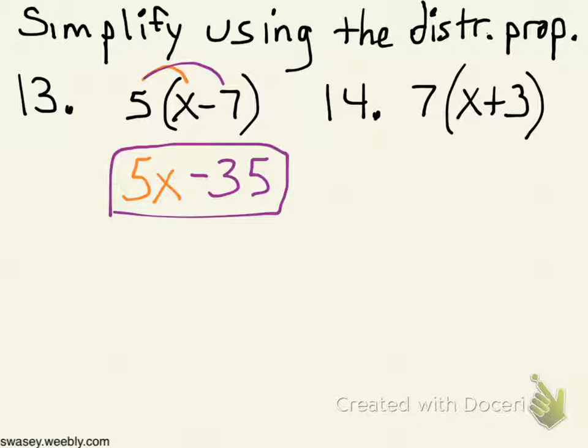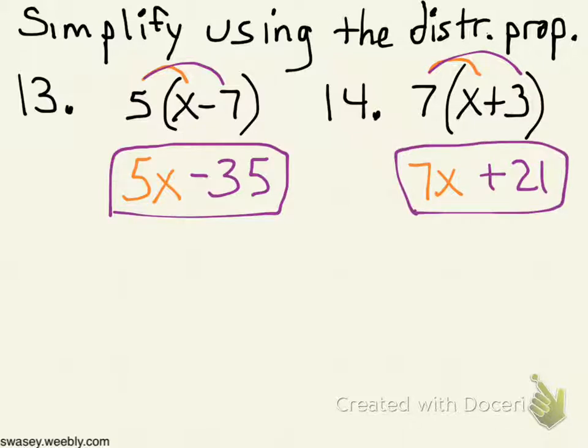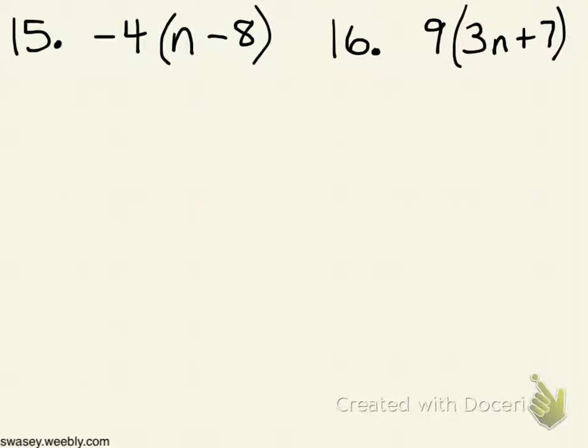14, we have multiplication over addition, so we'll distribute that 7. 7 times x is 7x. 7 times 3 gives us 21. Be careful with your negatives.